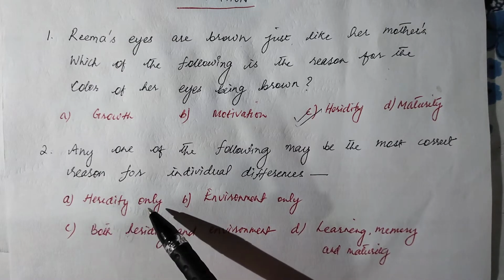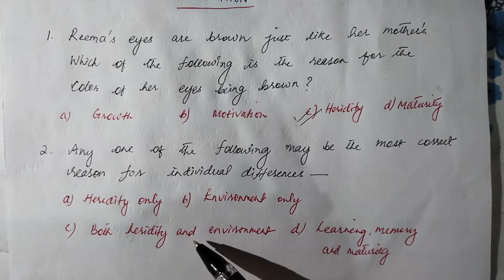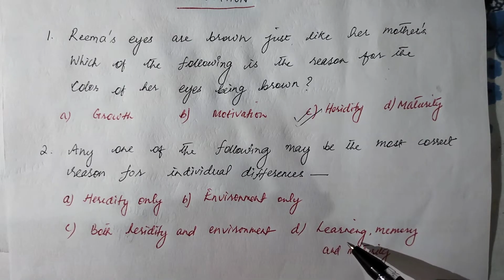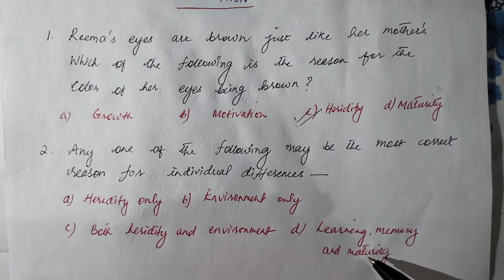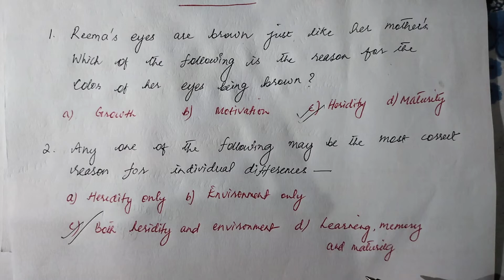Question 2. Any one of the following may be the most correct reason for individual differences. Option A. Heredity only, B. Environment only, C. Both heredity and environment, D. Learning, memory and maturity. Answer hang ni kadai both heredity and environment.